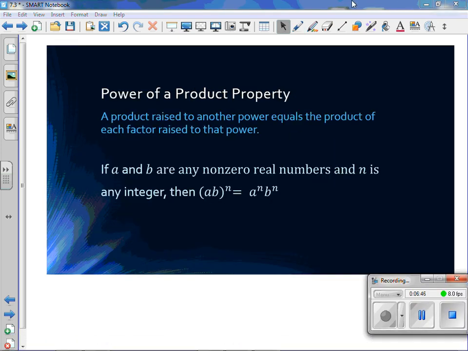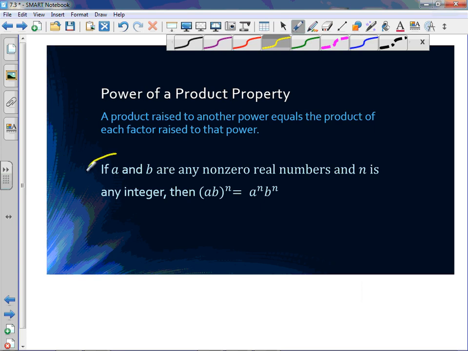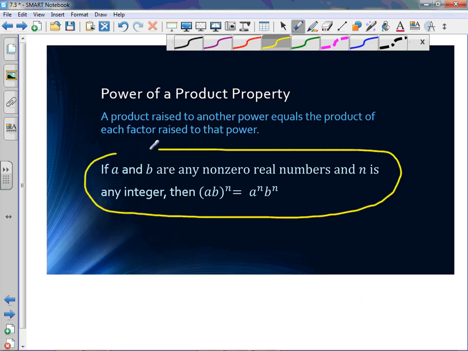Okay, we have another rule here. If a and b are any non-zero real numbers and n is any integer, then (ab) to the n equals a to the n, b to the n. I see this as distributing the exponent. Whatever exponent's on the outside is going to go to both of the inside bases.